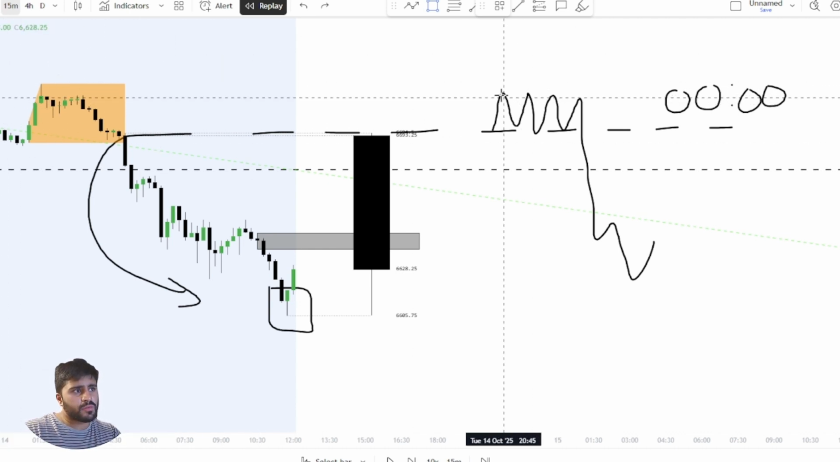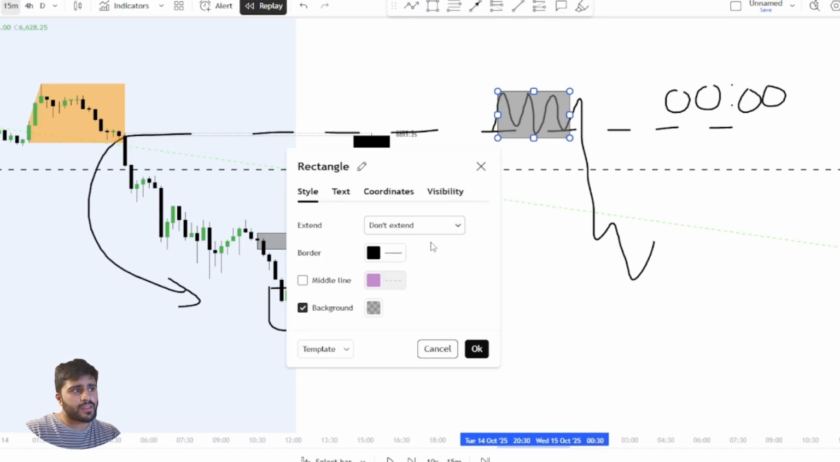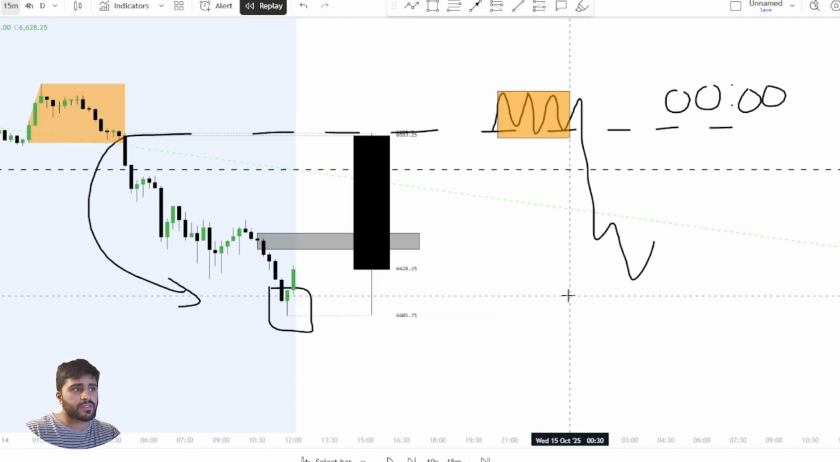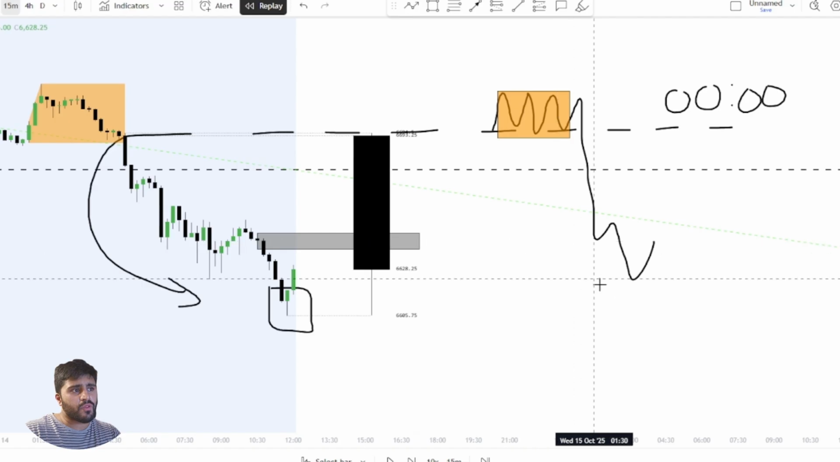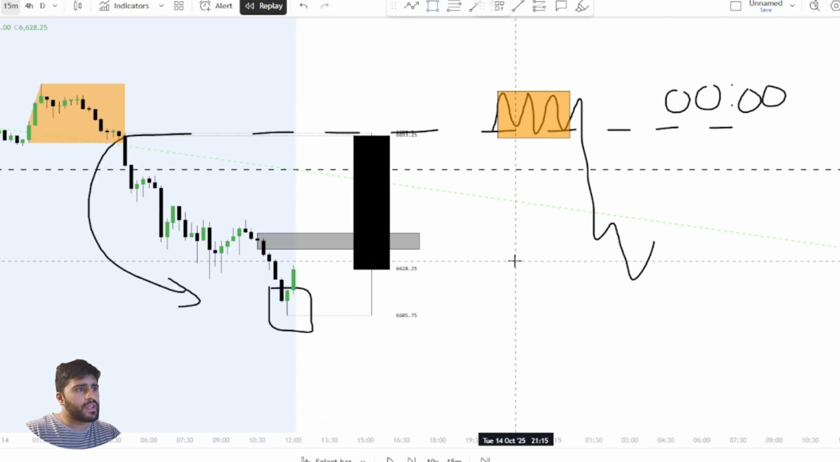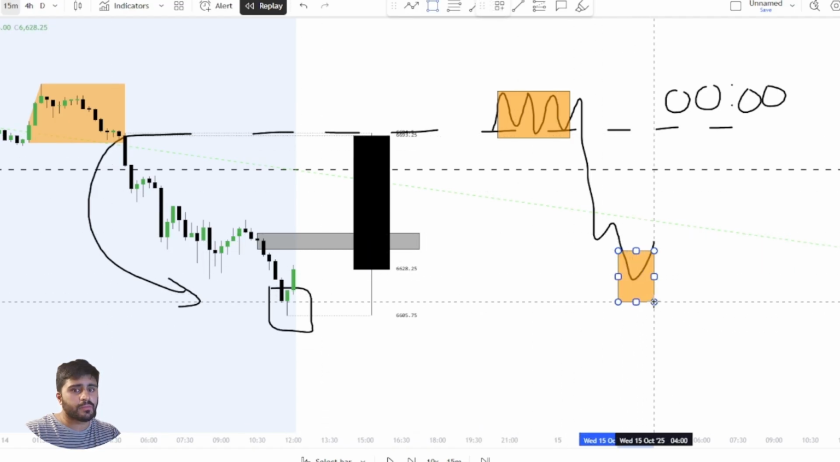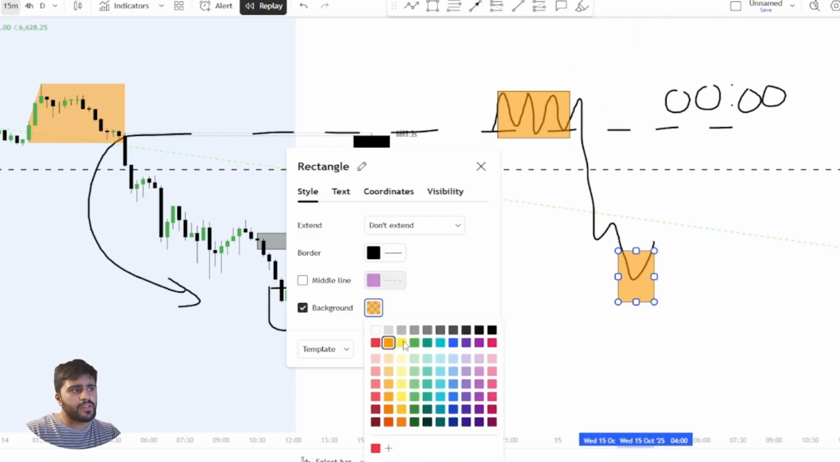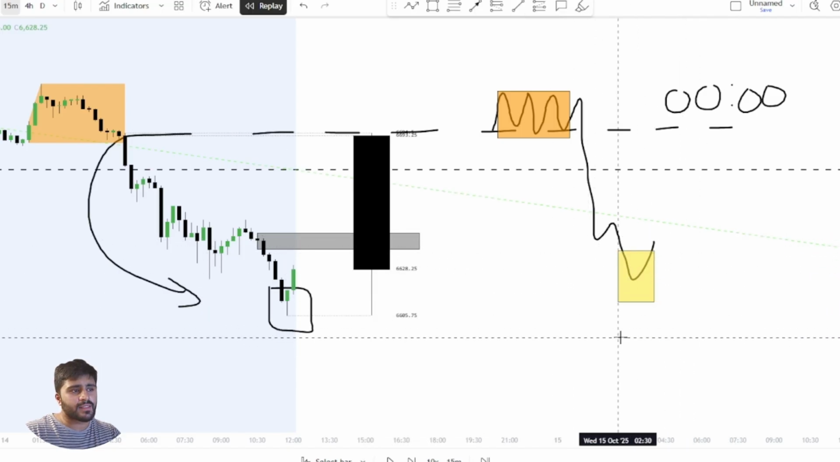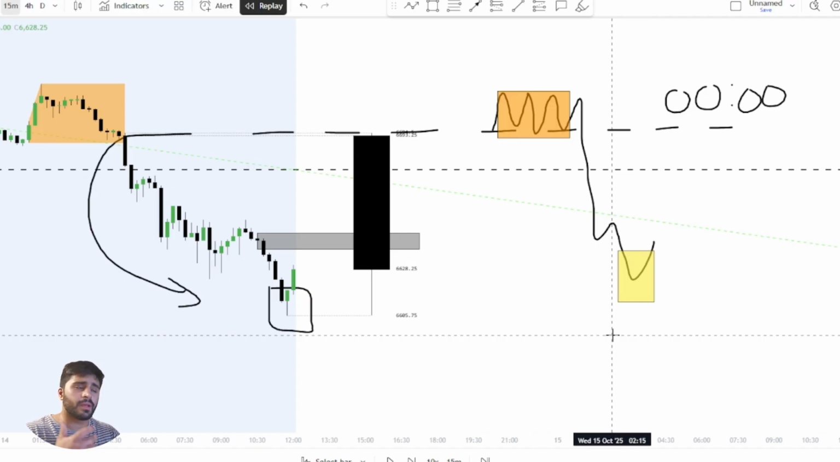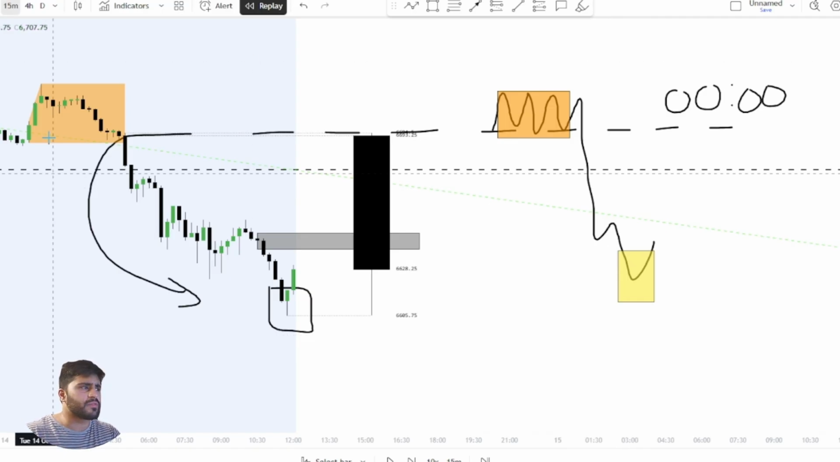So if this is your accumulation, this here is the Asian range, this is the accumulation. Now, when price rallies below that, what we see here is the manipulation. This manipulation is essentially the low of the day. People call it the Judas swing, whatever you want to call it. But basically, this is AMD.